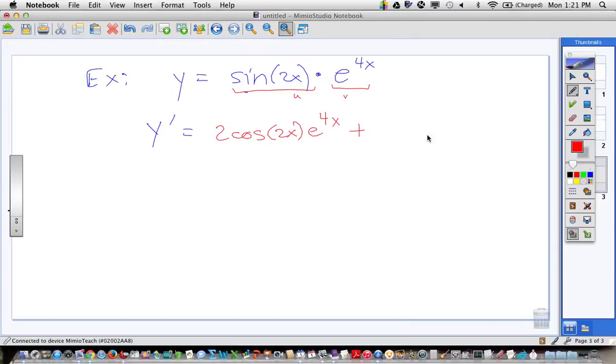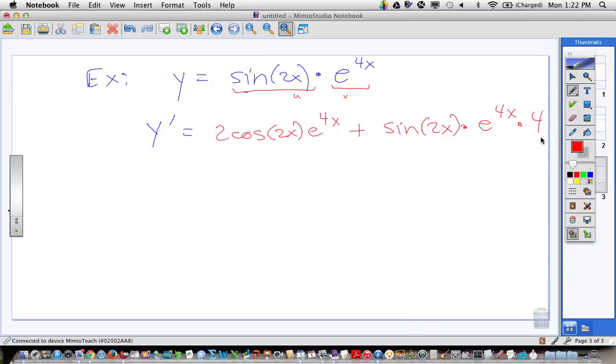Plus, we leave that alone. E to the 4x, and you got to kick out a 4. You don't have a 4, you missed it. That's one of your 2 that you can miss, right? That's one of your 2 that you can miss just because you left off that 4.